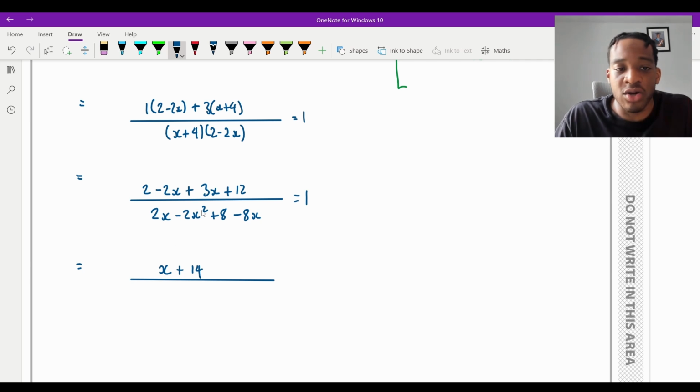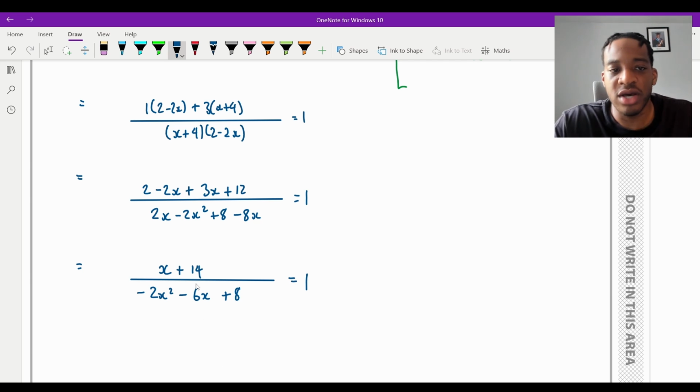Now, looking at the denominator, I can see that the highest x term is an x squared. So we're going to put minus 2x squared here first. And then I'm going to have a 2x minus an 8x, which will give me minus 6x. And then I have just a plus 8. And this is equal to 1.